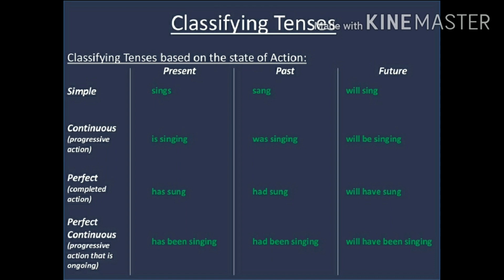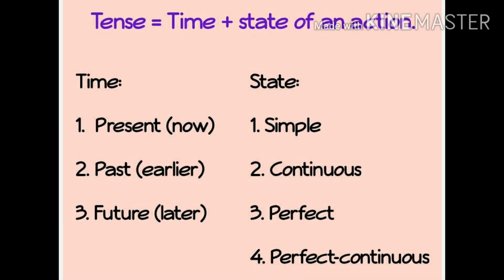And perfect continuous, it talks about a continuous action which is going on. Right? So perfect continuous, an action which has been started to happen and it is still continuing. That is why it is coming as perfect continuous. Be it present perfect continuous, he has been singing, be it past perfect continuous, they had been singing, or be it future perfect continuous, we will have been singing. So in all these four cases, we come to know about the state of action.